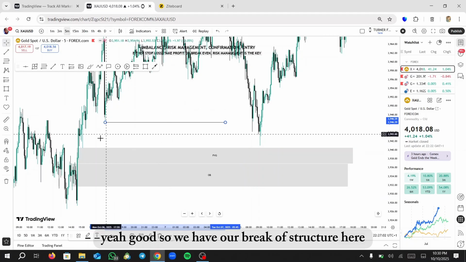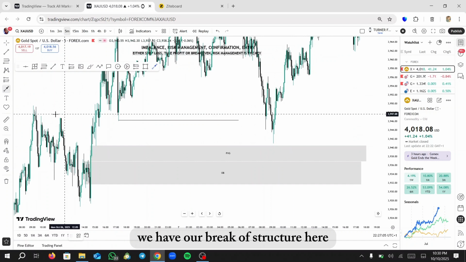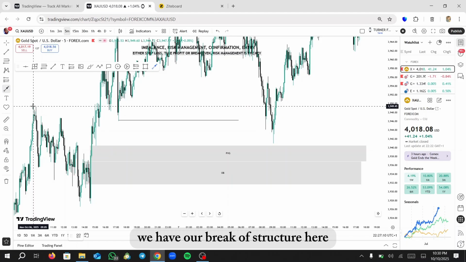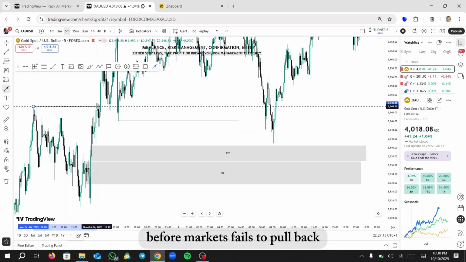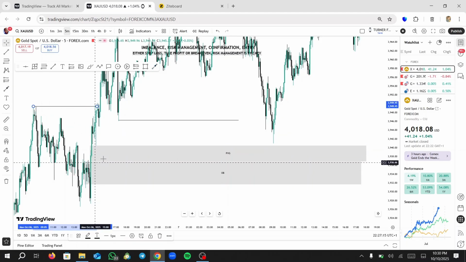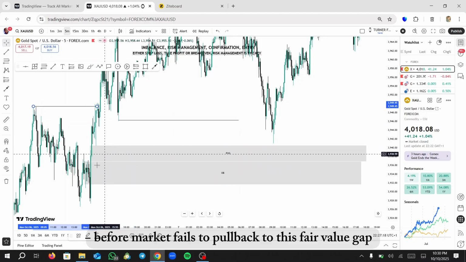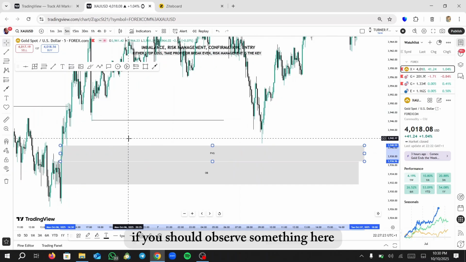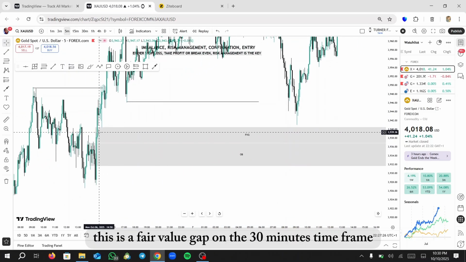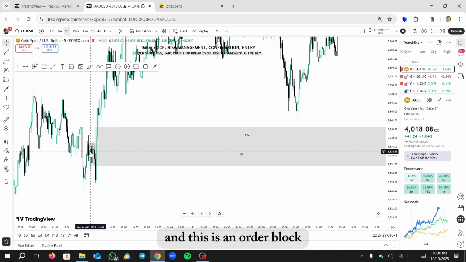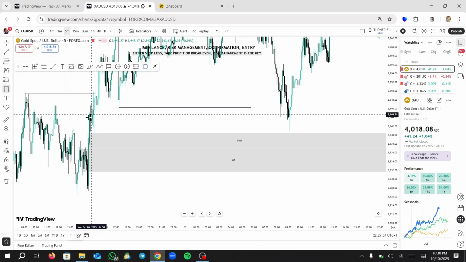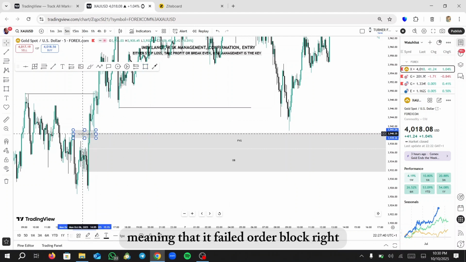Yeah, good. So we have our break of structure here. We have our break of structure here. We have our break of structure here. Before the market fails to pull back to this fair value gap or either this order block, right? So now if you should observe something here, this is a fair value gap on the 30 minutes time frame and this is an order block on the 30 minutes time frame, right? But on the 5-minute time frame, we have a breaker block here, meaning a failed order block, right?